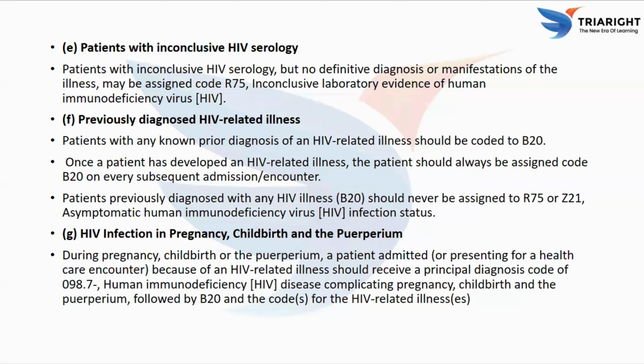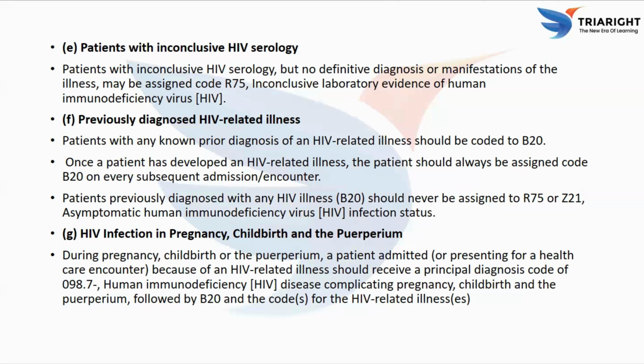What is a teaching example? The patient is tested for HIV, the ELISA is positive, but the Western blot is indeterminate. There are no HIV symptoms. What code do you have to assign? R75. You should not assign Z21 because the patient is not confirmed HIV positive, and you should not assign B20 because there are no HIV related conditions. So this is about the E guideline.